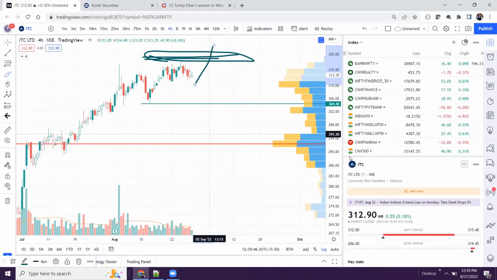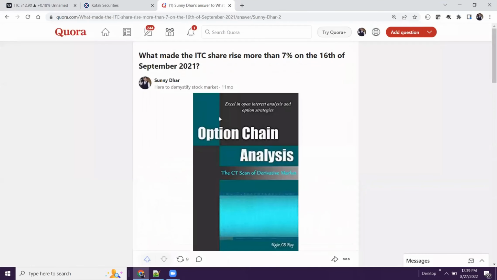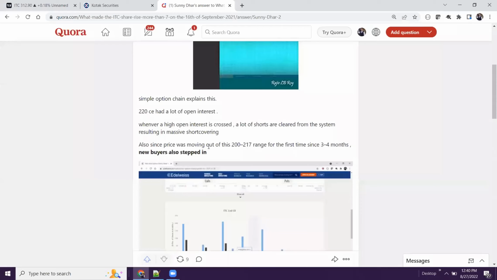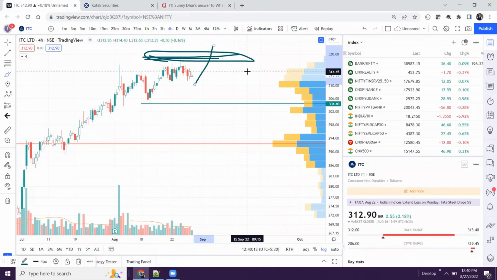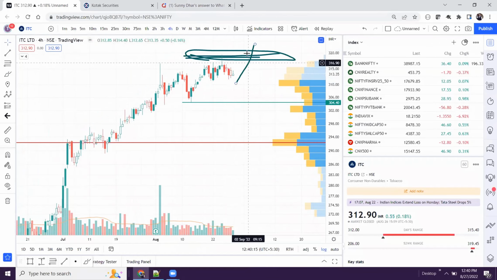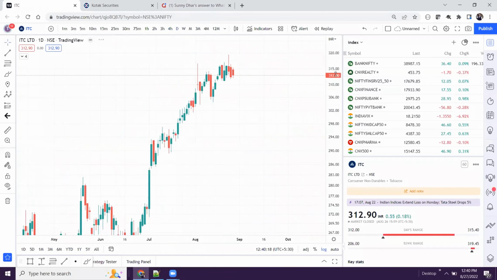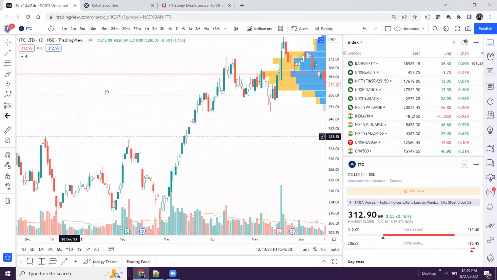Now as ITC is mentioned, I had already planned to cover this. Now see, this is an old one, I posted this 11 months ago. The question was, ITC share rise more than 7% on 16th of September 2021. So I will show you on the chart also. The reason was that the 220 call had the highest open interest. So let me first go to the same date. It happened on the 16th of September.